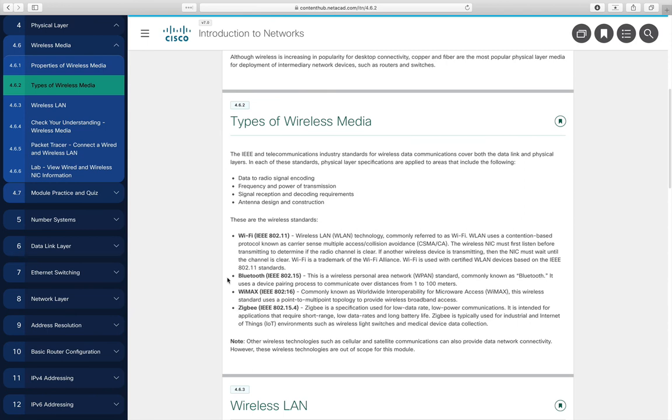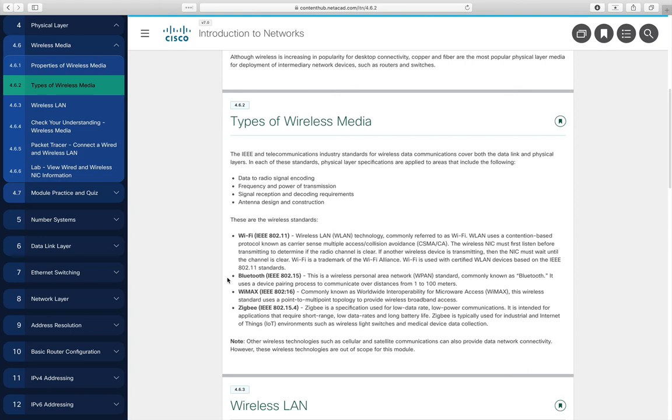Bluetooth, 802.15. This would be from your phone to your headset, from your phone to your car. Sometimes we have Bluetooth printers. A lot of times you wouldn't think about this, but it is a wireless network. It's just a different set of standards than Wi-Fi.